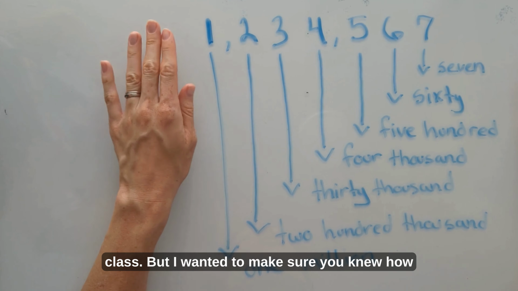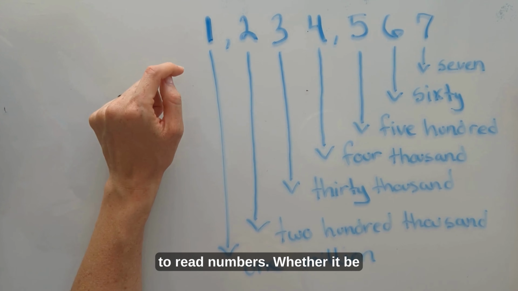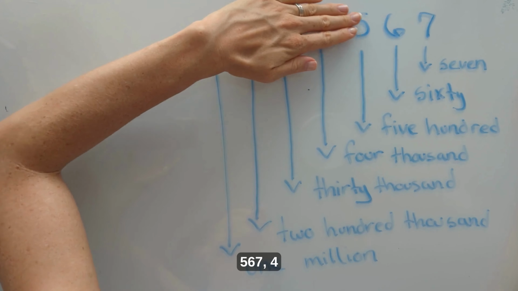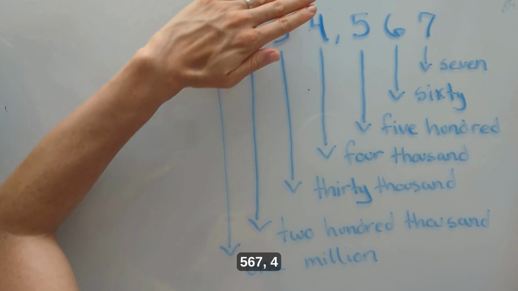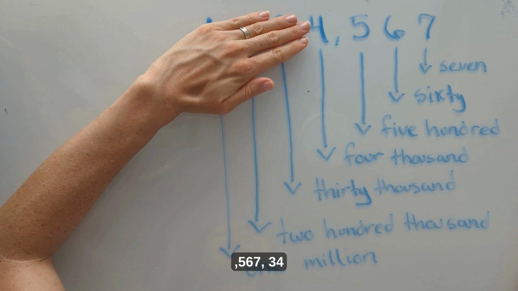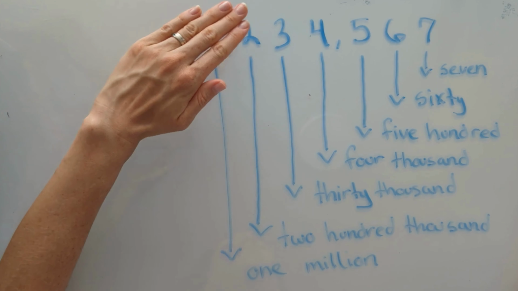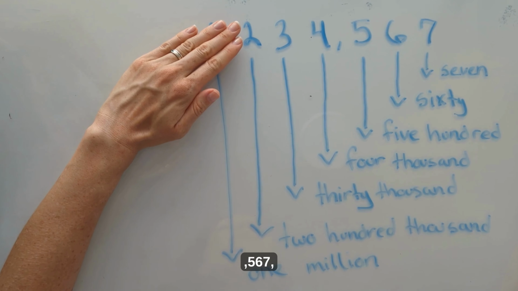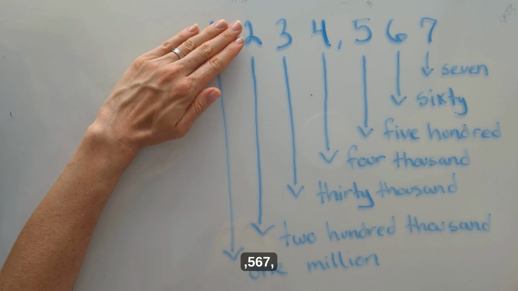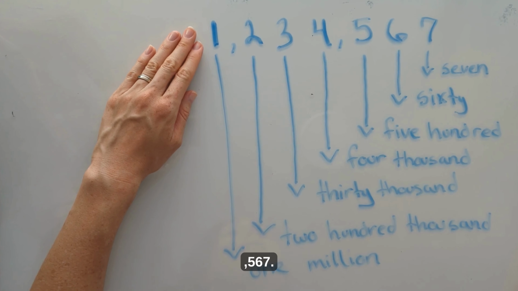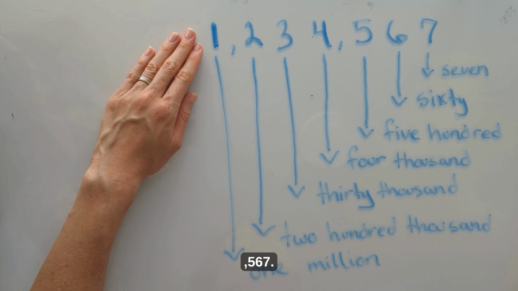But I wanted to make sure you knew how to read numbers, whether it be 7, 67, 567, 4,567, 34,567, 234,567, or 1,234,567.